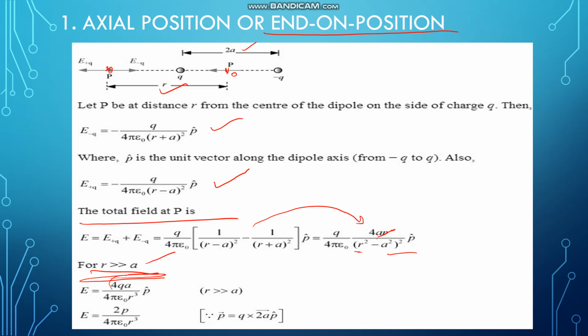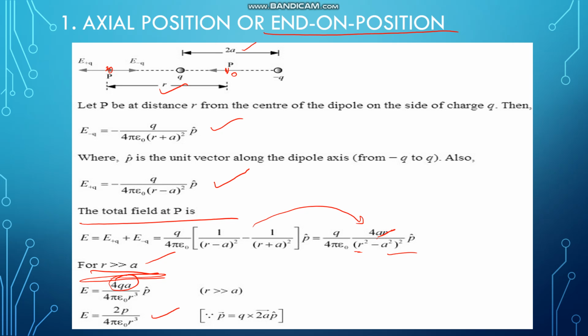We can write this 4qa as 2 times q into 2a. That q into 2a is the electric dipole moment. So putting in the value of electric dipole moment p, we get E equals 2p by 4 pi epsilon naught r cube.